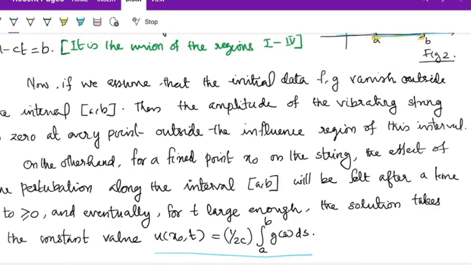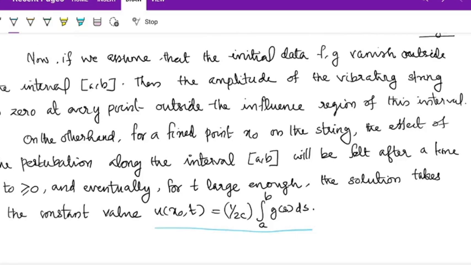So, if there is a change along the interval AB and x0 is a fixed point on the string, then the effect of this perturbation will be felt after a time t0 greater than 0, and when t is large enough, the solution will take the constant value u(x0, t) equal to 1 by 2c integral from a to b of g(s) ds. This is because we know that by the formula we have u(x0, t).